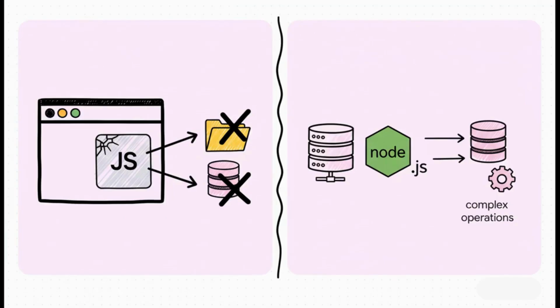And this right here, this is the fundamental power shift. In the browser, JavaScript is in a sandbox, for security. It can't just go snooping around your computer's files. But on the server, whoa, Node.js has no such limits. It can read and write files, connect directly to databases, perform really heavy-duty operations, all the stuff that browser JavaScript could only ever dream of.